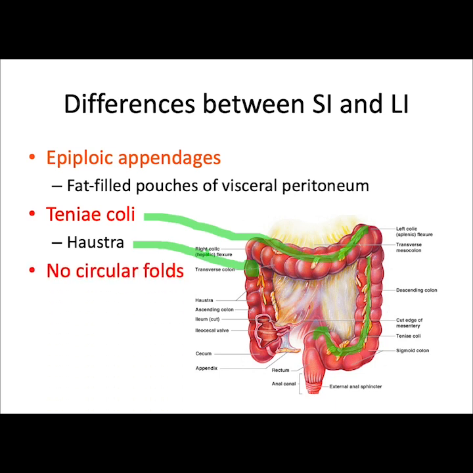There are no circular folds or villi within the large intestine. Remember, most of the absorption of water occurs within the small intestine, as well as the absorption of nutrients. Only the vitamins produced by the bacteria within the colon will be absorbed in the colon, along with some water and electrolytes. Crypts are present here.